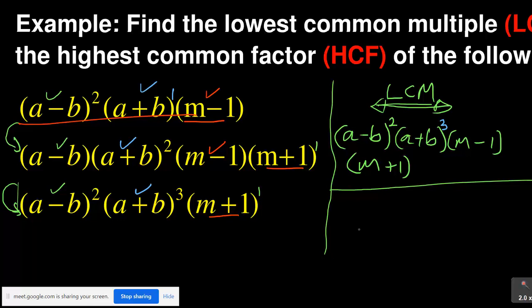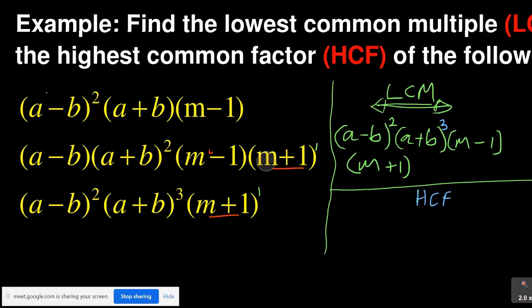Now we are going to do our highest common factor. The highest common factor is the opposite. It must be a factor of all of the 3. If it doesn't appear in all of the 3, it means it's not common. So now we look at it and ask ourselves which one is repeating.